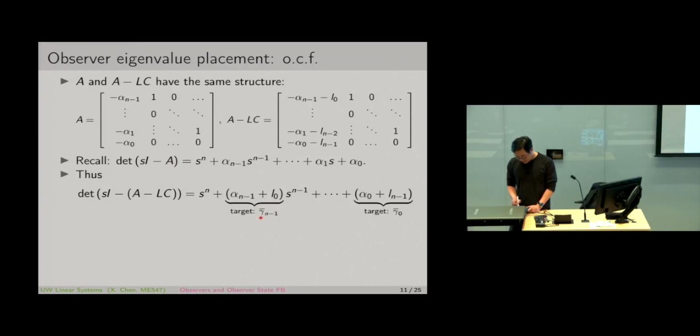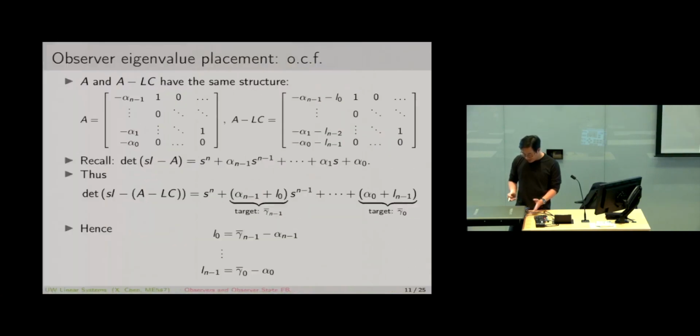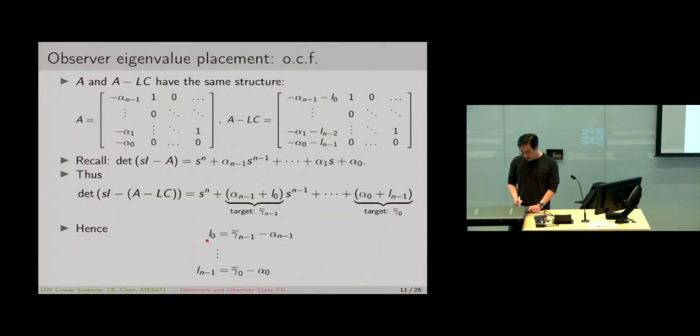We have a target, and we know the A matrix coefficients alpha; we want to determine L. The result is actually very simple. L is going to be the difference between the target value and the dynamics of the A matrix, alpha n minus 1. So if the system dynamics is in the observable canonical form, then observer design is extremely easy. There's no complex algebra. It's just a simple subtraction.